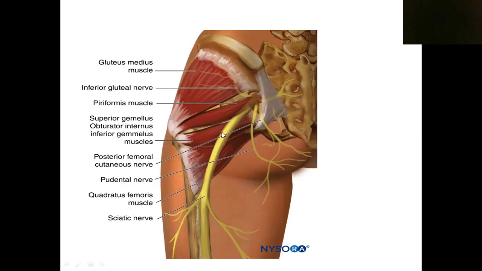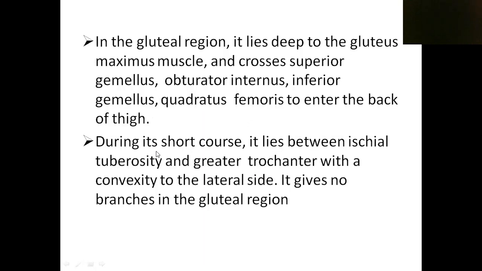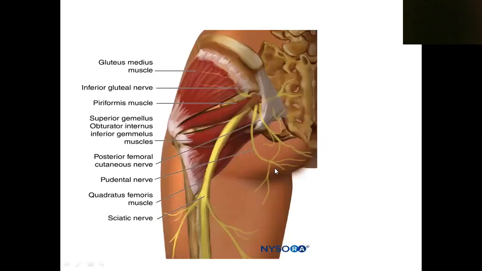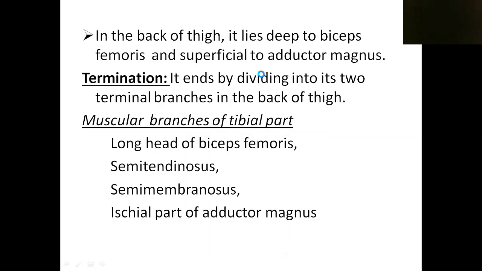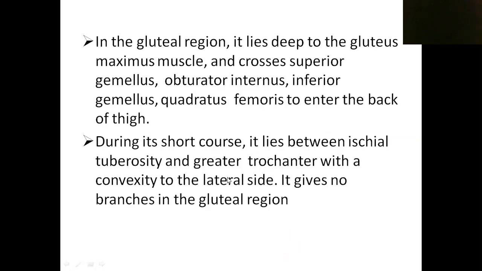So here in the gluteal region it lies on these muscles, and it lies between the ischial tuberosity and the greater trochanter. Here this is the greater trochanter, and approximately here comes the ischial tuberosity. So this nerve lies between the ischial tuberosity and the greater trochanter. So the pelvic course and gluteal course are clear. It gives no branches in the gluteal region.